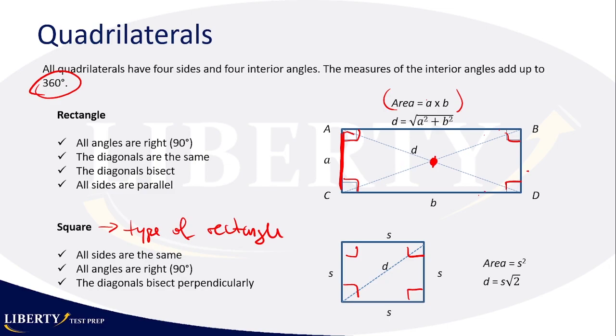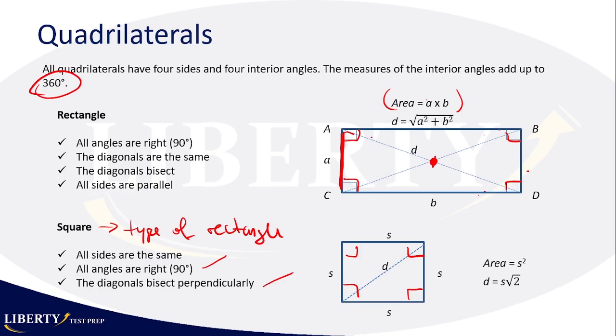Now, what about the characteristics of a square? What makes a square special? All sides are the same. That's a difference between the rectangle and the square: in the square, all 4 sides are the same. So there is no width and length, there is just one side. The other characteristics are the same as the rectangle, with just that additional feature, the sides being the same.